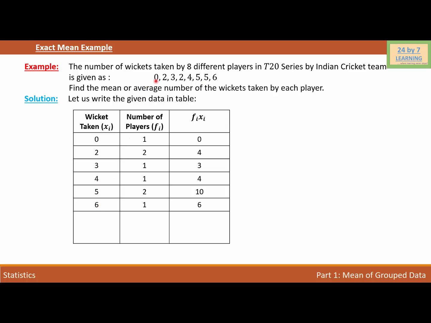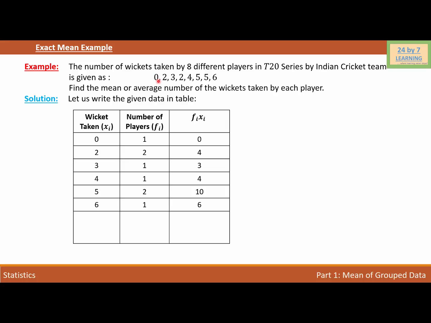As you can see, the numbers of wickets taken by different players are 0, 2, 3, 4, 5 and 6. I'm representing these wickets in ascending order: 0, 2, 3, 4, 5 and 6. We have 8 players and each player has taken these numbers of wickets.